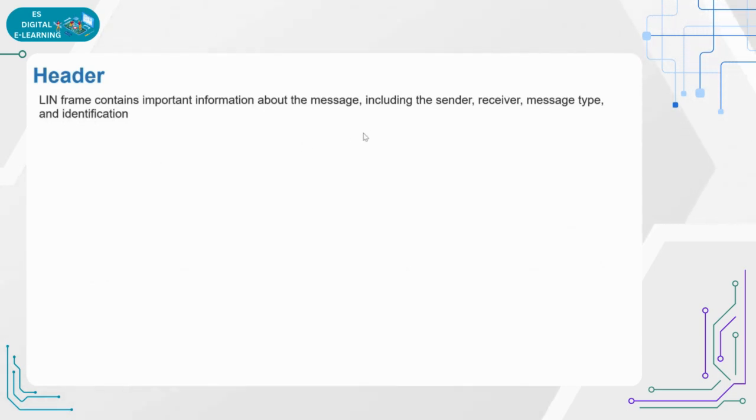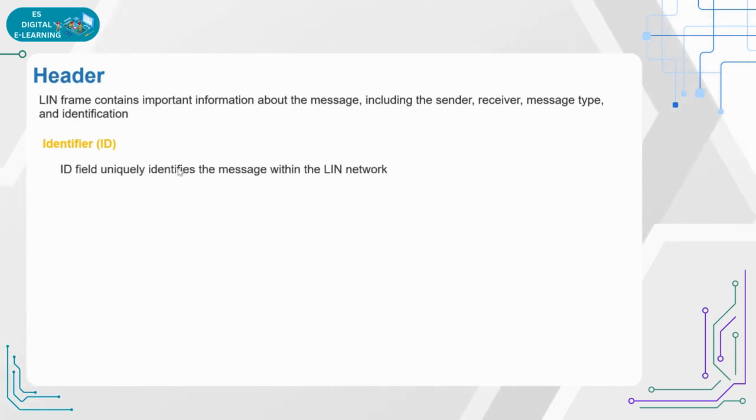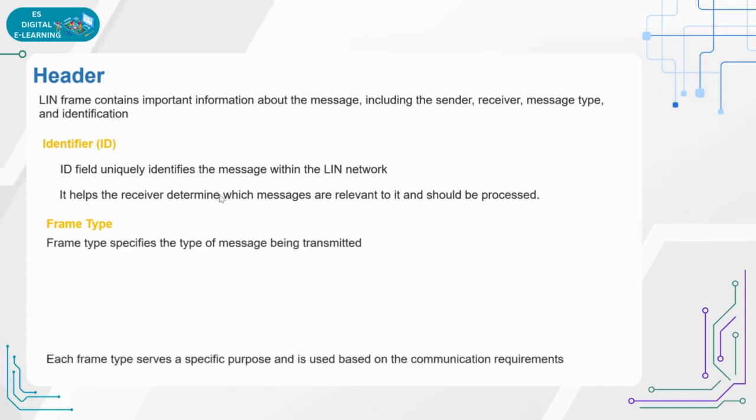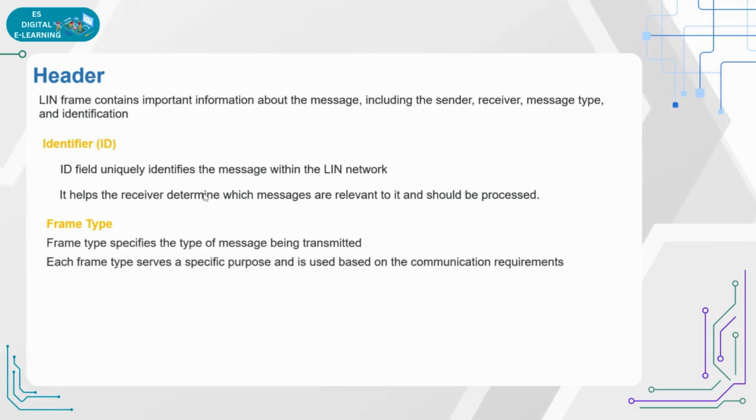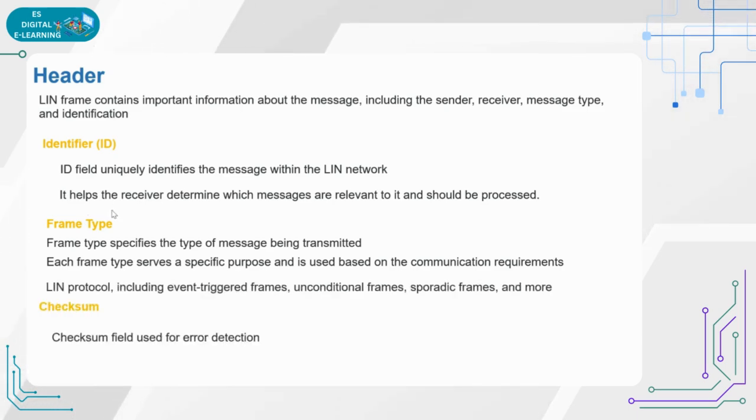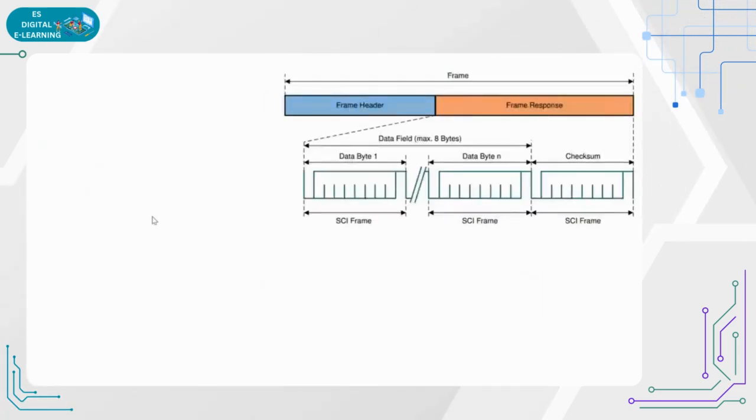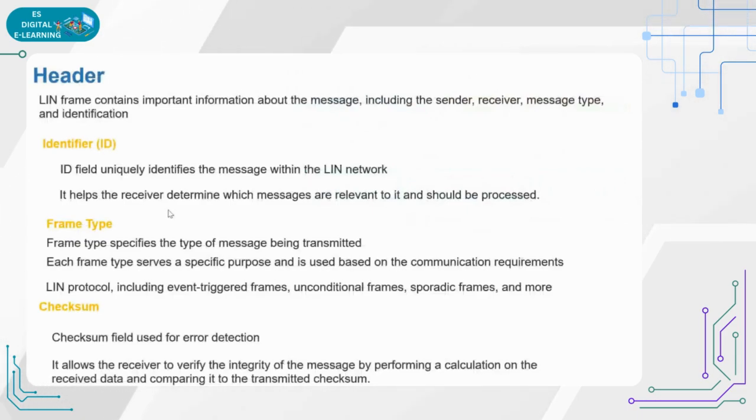Now we'll discuss the header. The header contains the message information. It has the unique ID identifier and the frame type, which is the type of message we are transmitting: which protocol, which communication, which slave is selected. And the checksum is used for error correction. This is part of the header information, meaning whatever message request we are sending comes under the header.